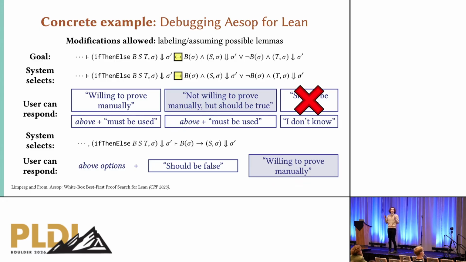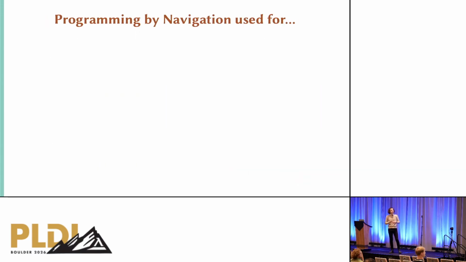But how do we actually achieve this interactive specification refinement process with the kinds of guarantees that we want, where the user is not going to be able to go down one of these rabbit holes of, like, an invalid label? Well, I've been working on a technique called programming by navigation that can be used for exactly these sorts of situations where we need to do some kind of interactive specification refinement process.